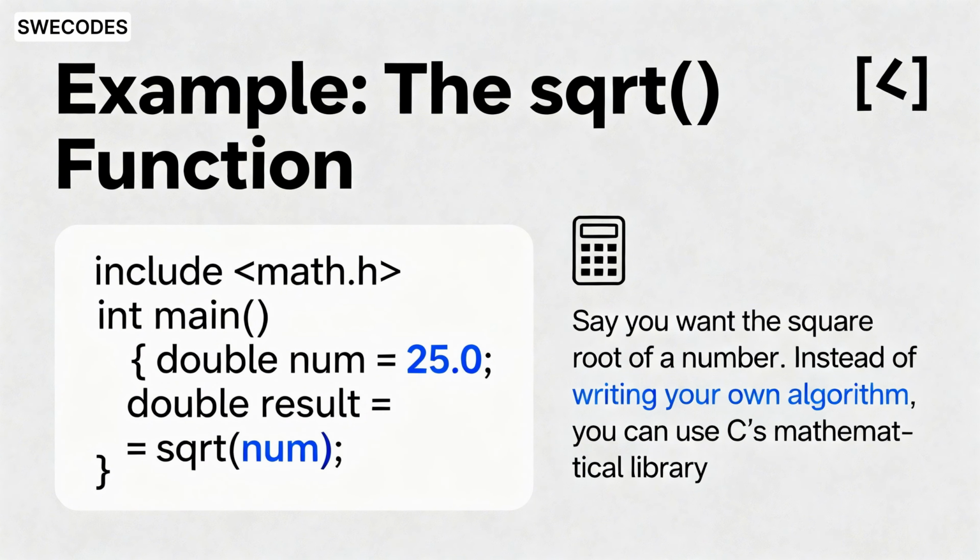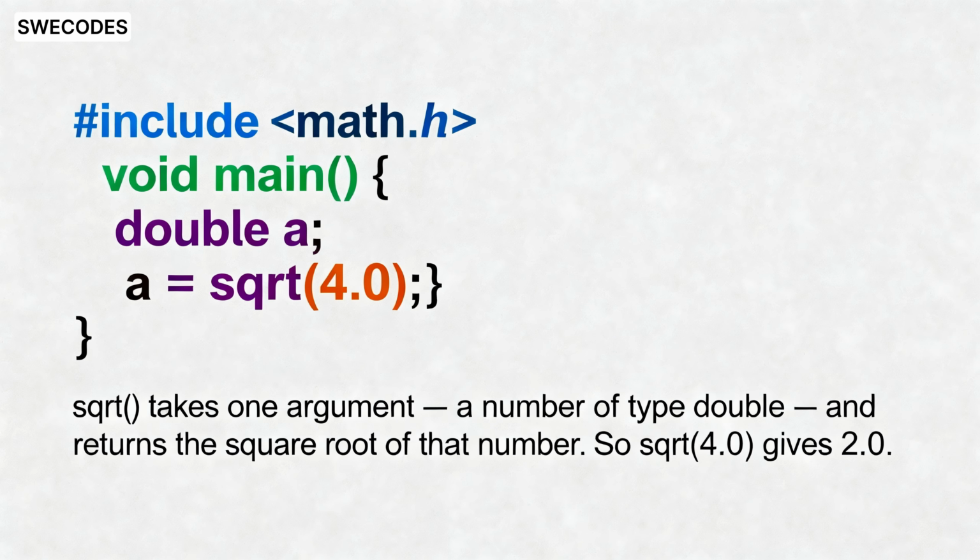Example, the sqrt function. Say you want the square root of a number. Instead of writing your own algorithm, you can use C's mathematical library function, sqrt. Here's how it looks. #include <math.h>, void main, a equals sqrt(4.0). sqrt takes one argument, a number of type double, and returns the square root of that number. So sqrt(4.0) gives you 2.0.